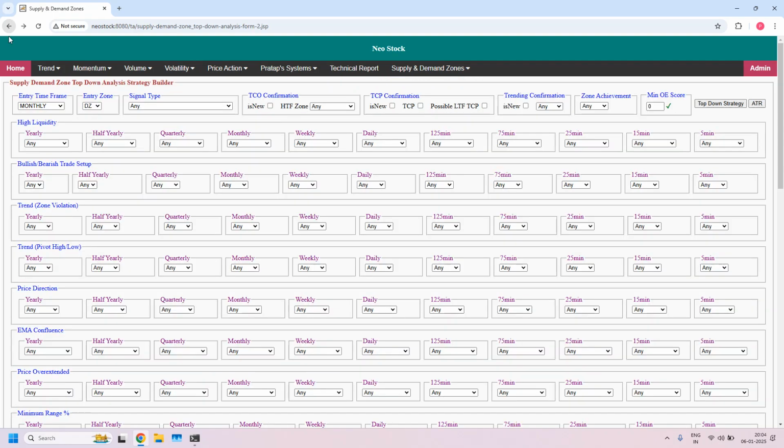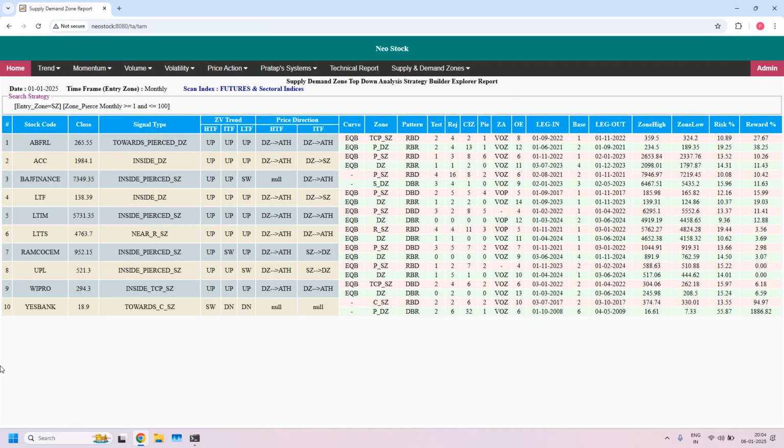Similarly, let us look for monthly supply zones. Earlier demand zones, now I am changing the entry zone to supply zone, and whatever pierced count we already set up earlier, that is there. Now let me filter. We got 10 pierced monthly supply zones. Some are closed inside the supply zone, some are near the supply zone. Some are closed inside the supply zone, they are the nearest to the current supply zone. So that means easily these zones will reach the targets.